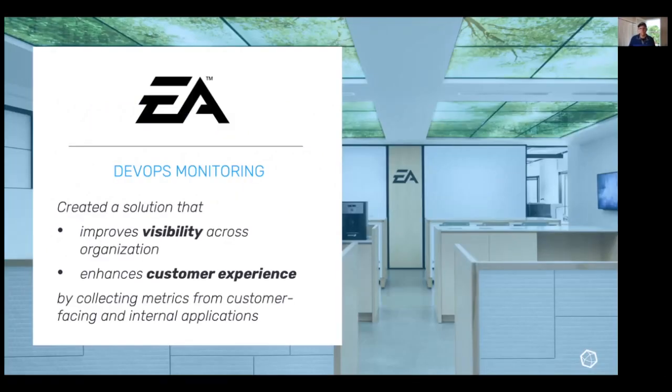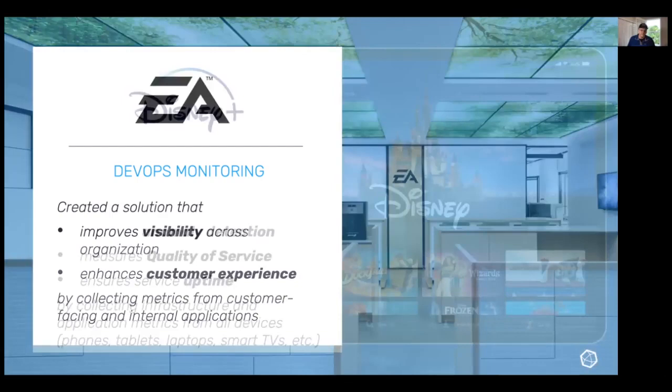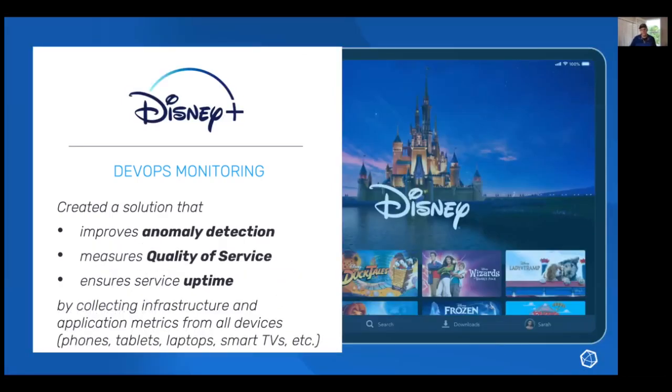Electronic Arts is one of the largest gaming studios out there, and they chose InfluxDB to build a custom monitoring solution for their company. It helps them improve visibility of metrics across the organization and enhance their customer experience by combining metrics from various tools quickly and easily. Next, we have Disney Plus, and while they aren't really a gaming platform, they have a ton of peaky scale concerns as new content is released. So we figured they'd be a good example.